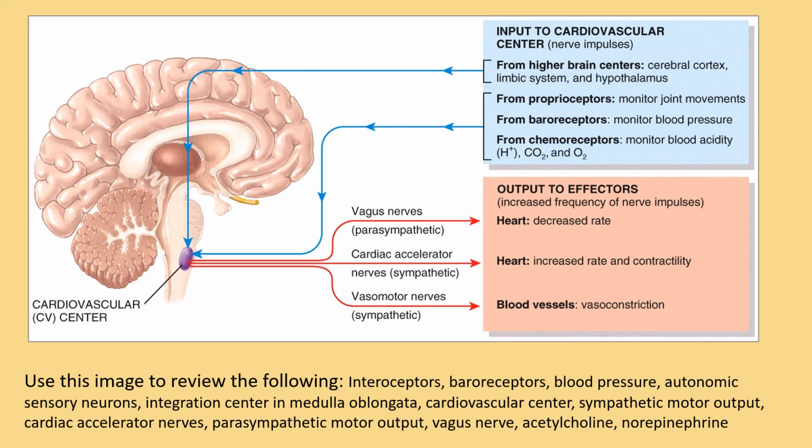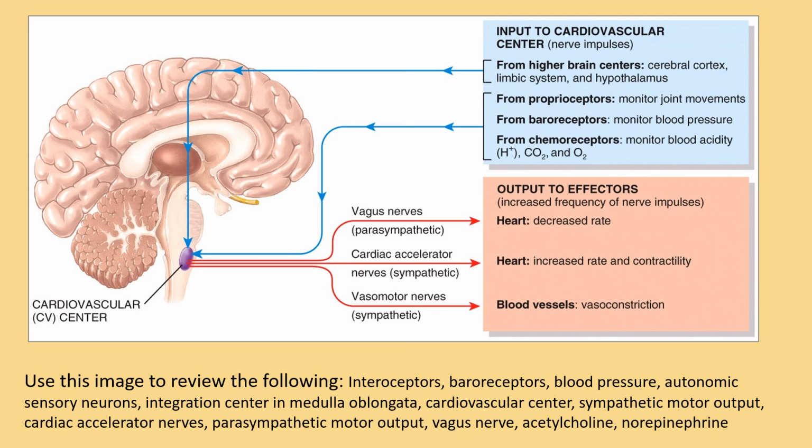So let's use this image to review the following. And there's a lot of terminology there. We've covered a lot of ground so far. So interoceptors, I hope you remember that interoceptors refer to any type of sensory receptor that's monitoring some condition inside the body. So here we can think of proprioceptors, baroreceptors, and chemoreceptors. Those are all examples of interoceptors. Autonomic sensory neurons. Those are all delivering information arising in visceral organs toward the brain, either the hypothalamus or the brainstem.